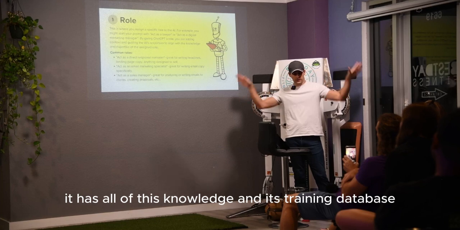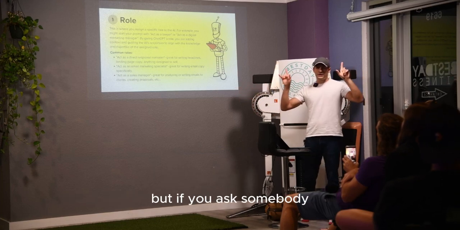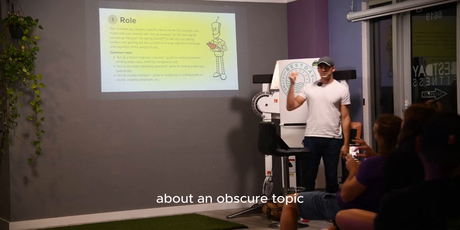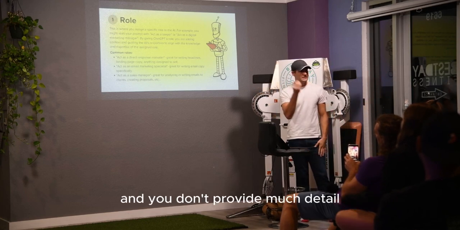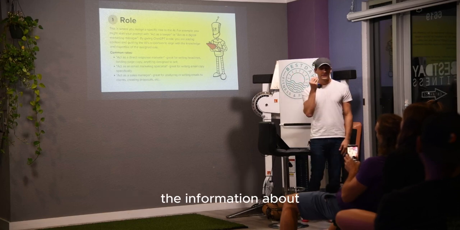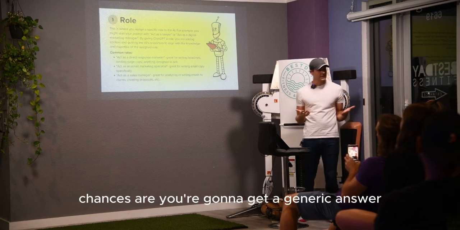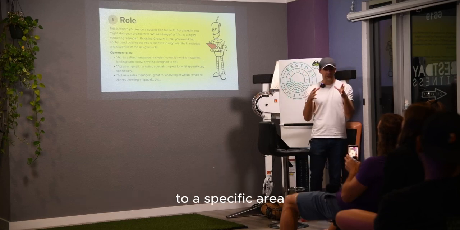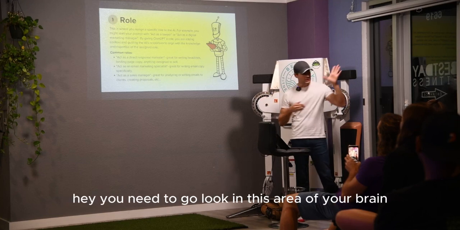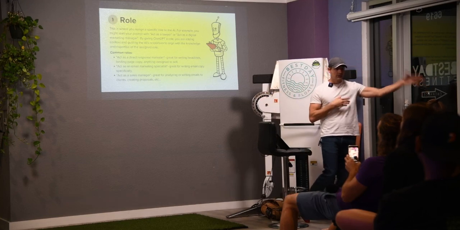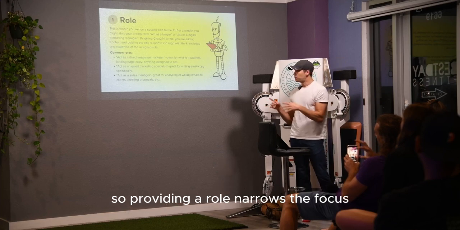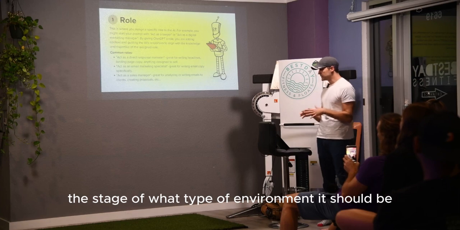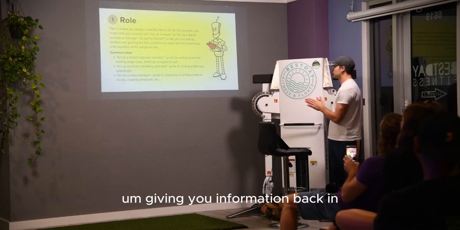It has all of this knowledge in its training database, but if you ask somebody that knows all of this information about an obscure topic and you don't provide much detail about what they're supposed to provide the information about, chances are you're going to get a generic answer. So by selecting the role and narrowing the focus to a specific area, you are telling ChatGPT, hey, you need to go look in this area of your brain to start providing me the answer for it. So providing a role narrows the focus and it kind of sets the stage of what type of environment it should be giving you information back in.